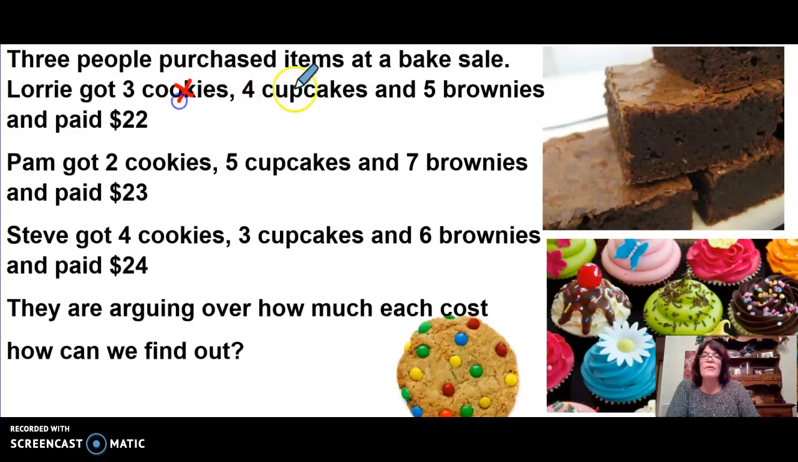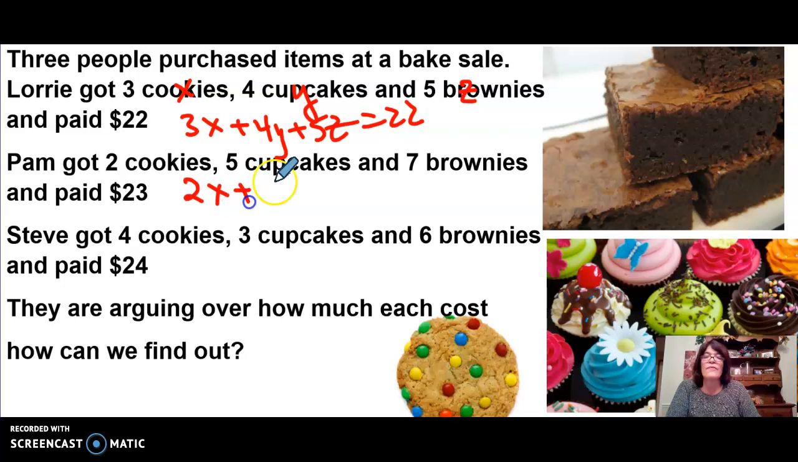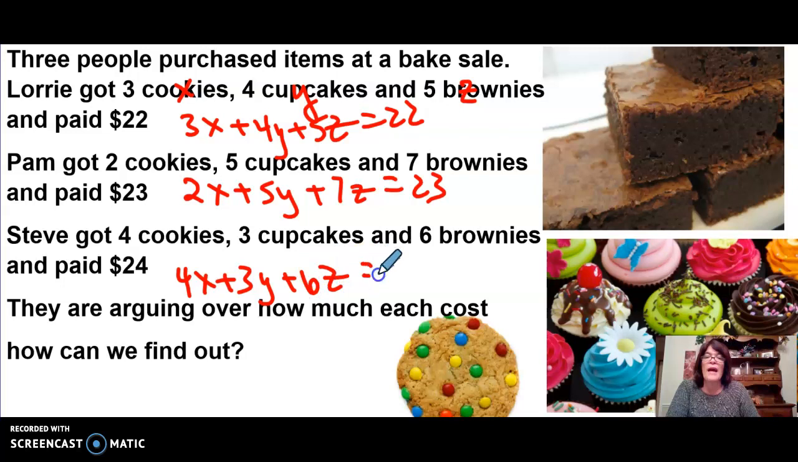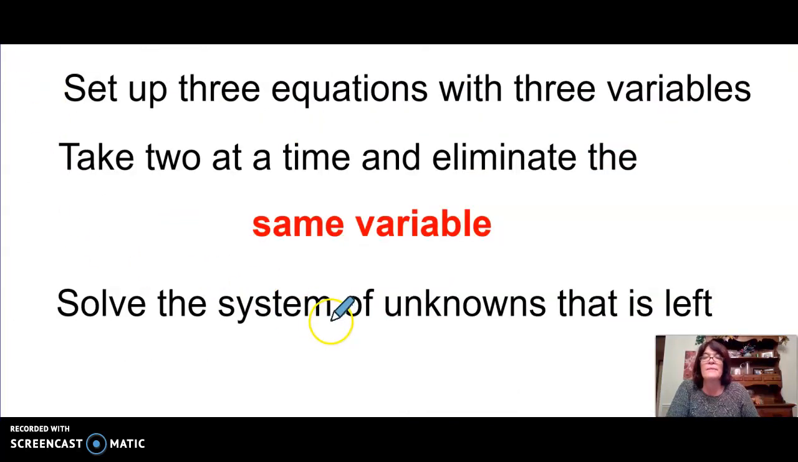Let's let x be the number of cookies, y be the number of cupcakes, and z be the number of brownies. Okay, and I have 3x plus 4y plus 5z. That actually added up to $22. 2 cookies, 5 cupcakes, and 7 brownies added up to $23. And 4 cookies, 3 cupcakes, and 6 brownies added up to $24. So we have this nice system.